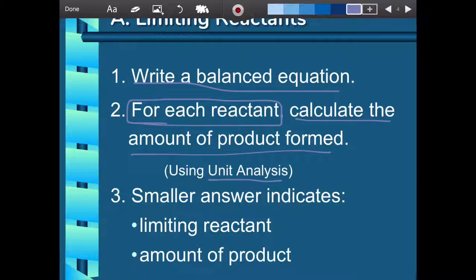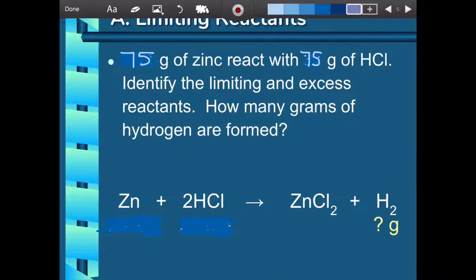And then once you have your unit analysis conversions finished, you need to look at the smallest of the answers, and that tells you 2 things. It'll tell you which reactant is limiting, and it'll also tell you the amount of product that you end up making. So to look at an example, say we have 75 grams of zinc reacting with 75 grams of hydrochloric acid. We need to identify the limiting and the excess reactants, as well as determine how many grams of hydrogen are actually being formed.